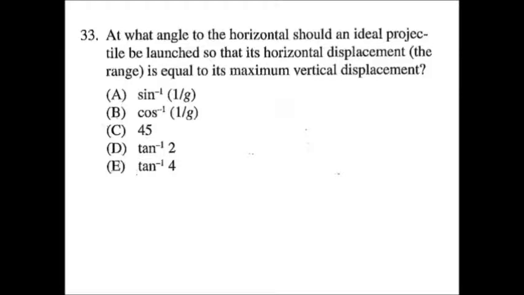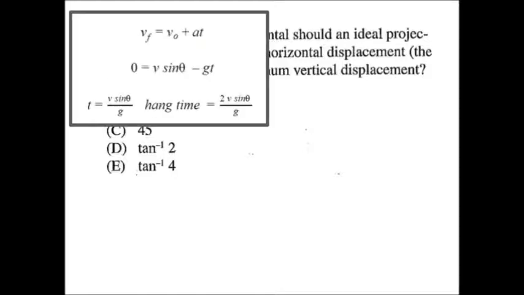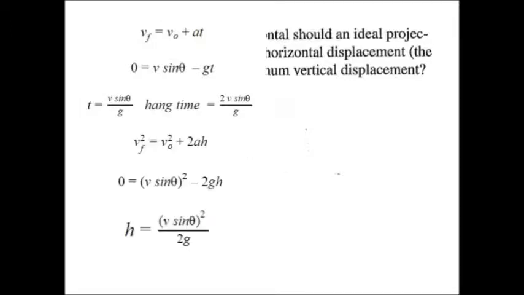So the first step is to answer the question nobody asked. What is the hang time of this projectile? Using the first kinematic equation, the velocity in the vertical direction is 0 when you reach your maximum height, 1/2 of the time through the complete trip. And we can find the hang time is equal to 2 v sine theta divided by g, the sine theta giving us the vertical component of the velocity, which is also useful when you find the maximum height.